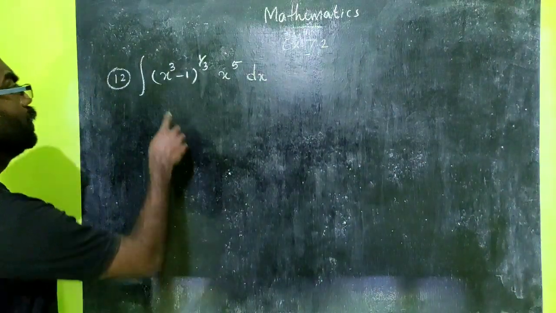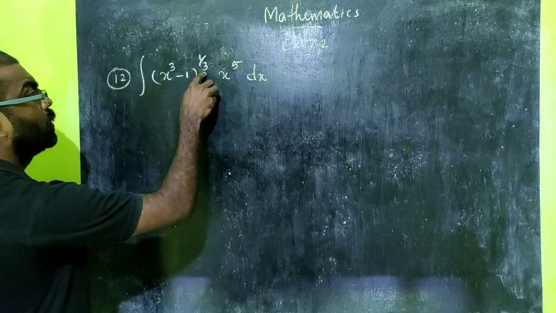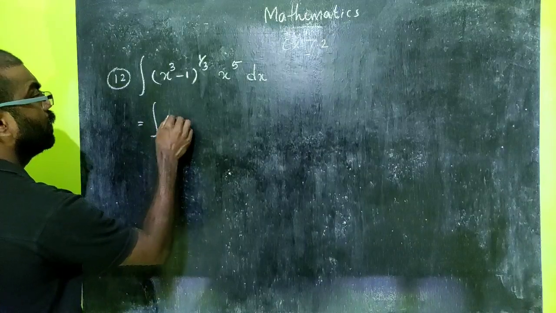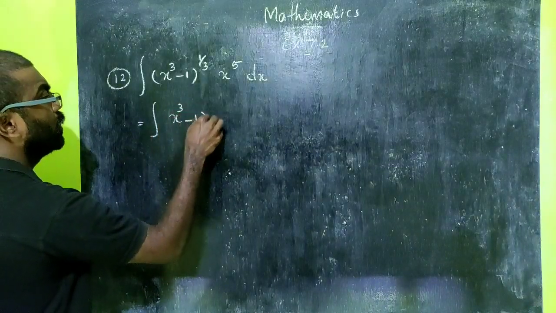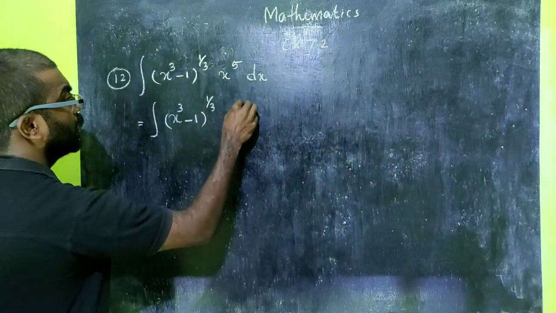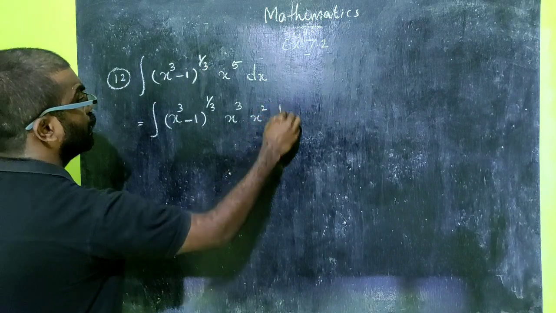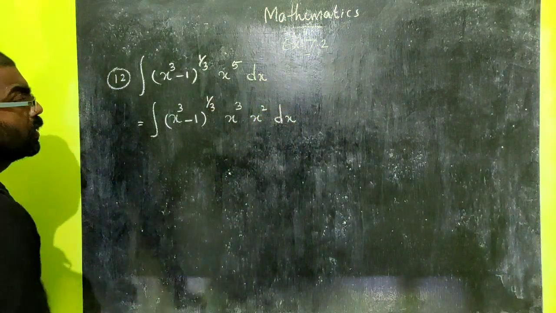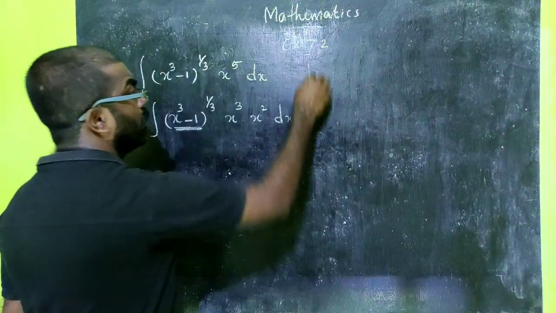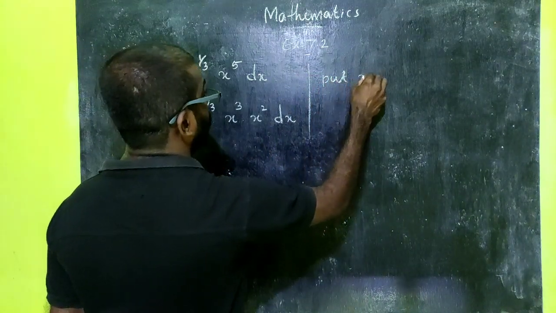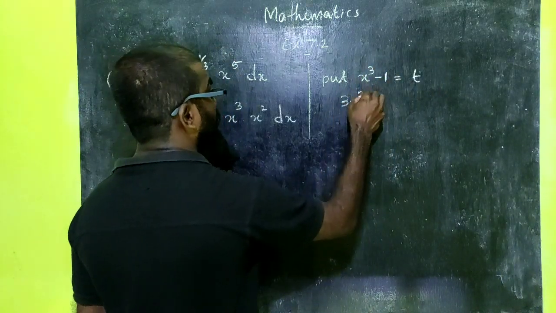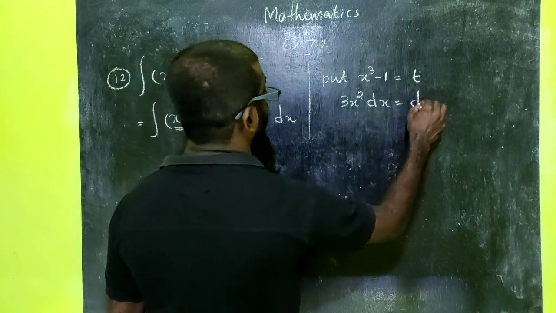Here the question is integral x cube minus 1 the whole raised to 1 by 3 into x raised to 5 dx. First of all, we can rearrange the question. x cube minus 1 the whole raised to 1 by 3, then this x raised to 5 can be written as x cube into x square dx. Now we can put x cube minus 1 as t. So put x cube minus 1 equal to t, that is 3x square dx is equal to dt.